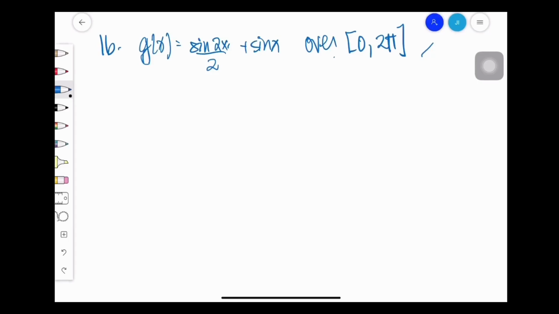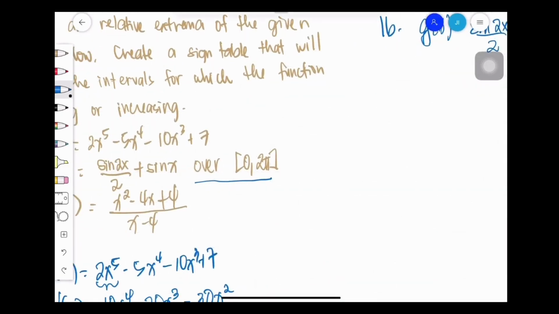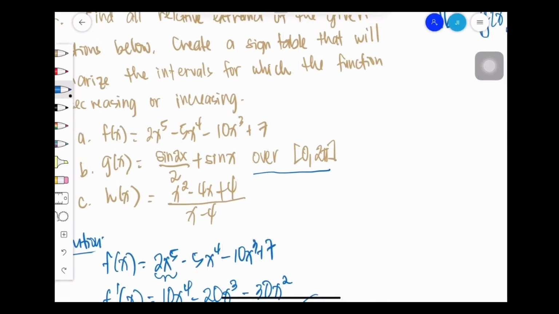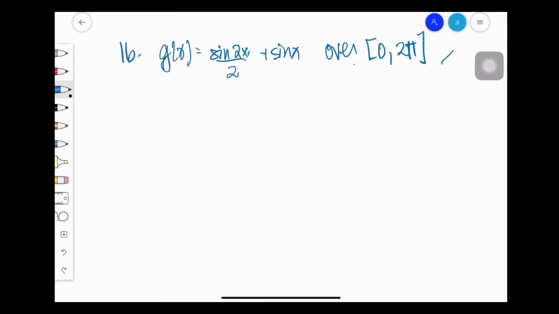Okay, now let's proceed to the next item. Please add this restriction that our g is defined over 0 to 2 pi because sine x is a periodic function. It might have infinitely many critical numbers. Now, to find those critical numbers, we need to differentiate this function with respect to x.